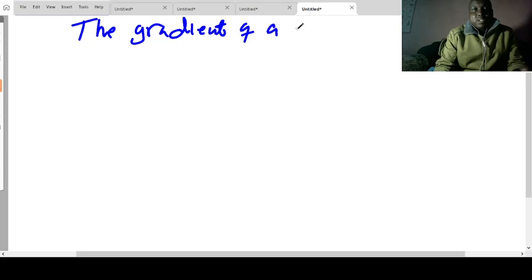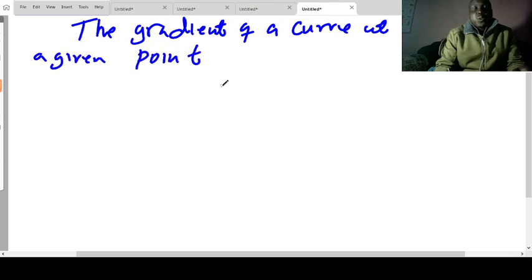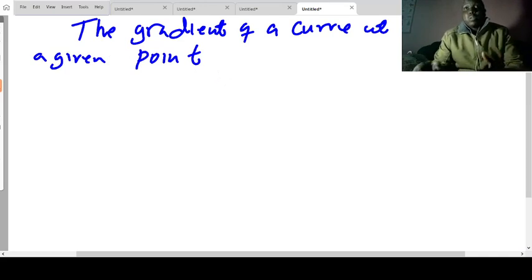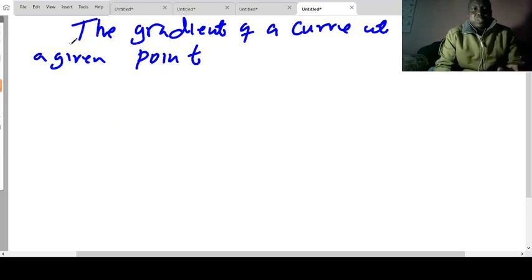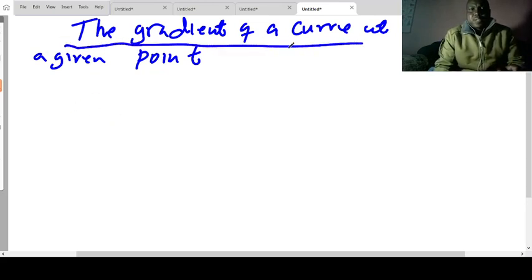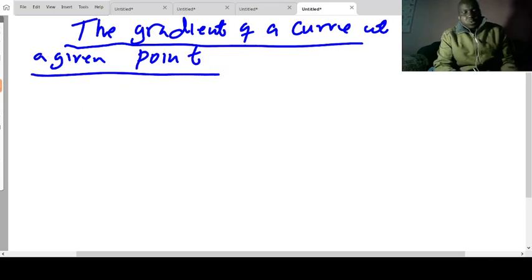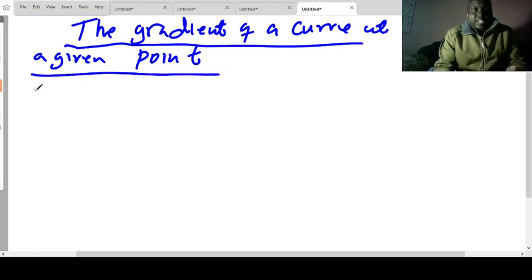The gradient of a curve at a given point. So here we are going to be given a point, and you are going to be given a curve. Y is equal to blah blah blah at point 2, 3, at point negative 1, 4. So point negative 1, 4 is the point, and the curve you will be given. To get this is a very simple task for us to do. I like using examples to explain things which are important. So I will use an example.